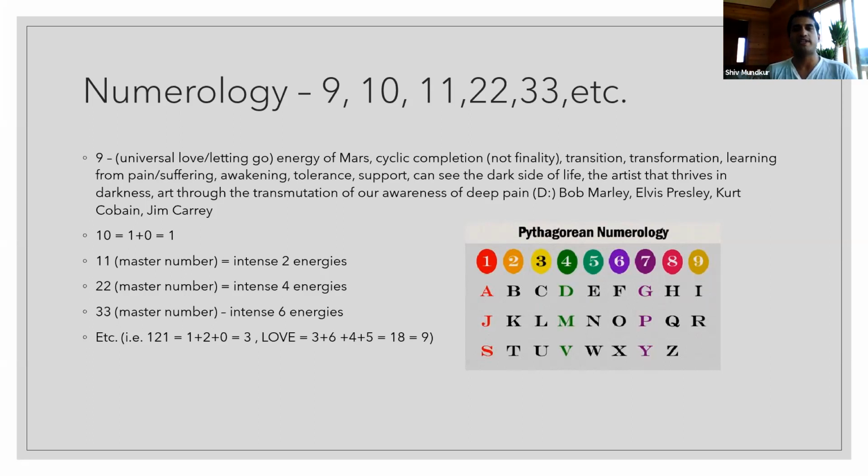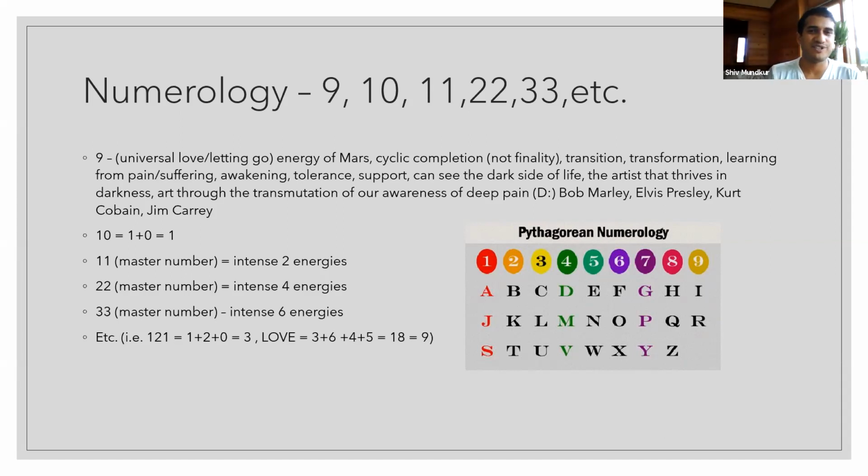So people who represent this energy are people like Bob Marley, Elvis Presley, Kurt Cobain, Jim Carrey. These are people who are aware of their pain, and they've used their pain in order to create incredible art from it that has influenced the world in really powerful ways. And that really represents this number 9 energy. So, okay, we've gone through numbers 1 through 9.